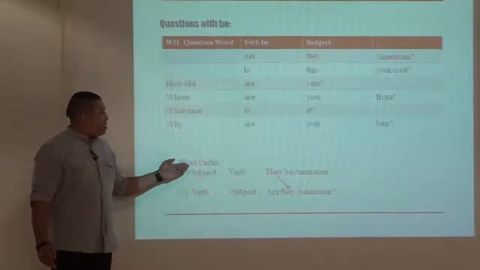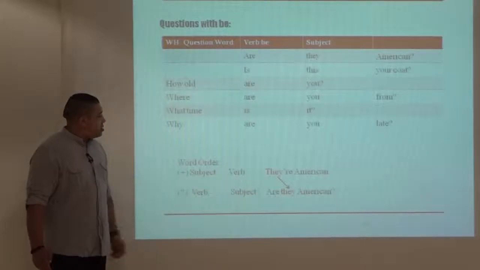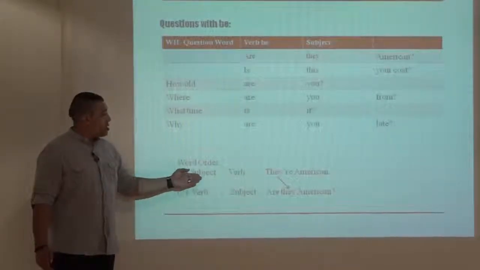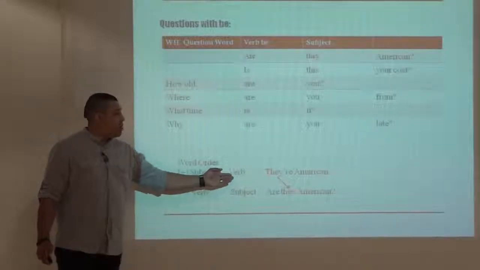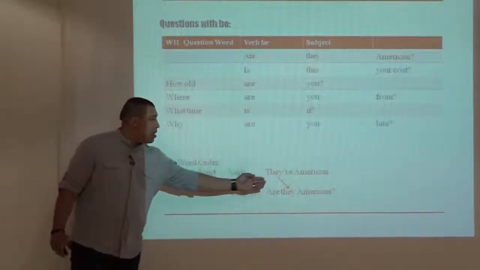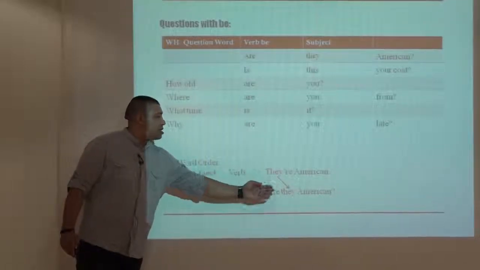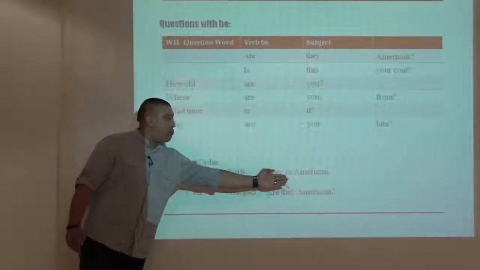We have word order in questions. First, in a positive sentence, we use the subject followed by a verb. For example, they are American. So they, subject, followed by the to be verb, are.